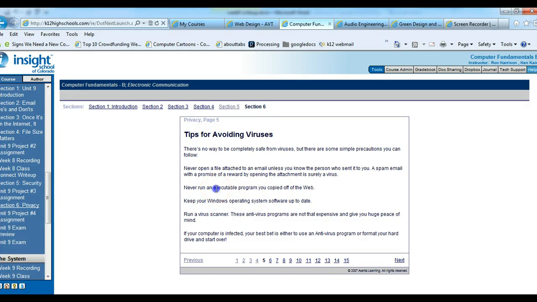Never run an executable program you copy off the web, like a .exe, unless, of course, you know the source, if it's from a legitimate source like Microsoft or somewhere like that. Keep your operating system up to date, Windows, Mac. Run a virus scanner, and have it going all the time. Use an antivirus, or format your hard drive to start over if you know you have a virus.